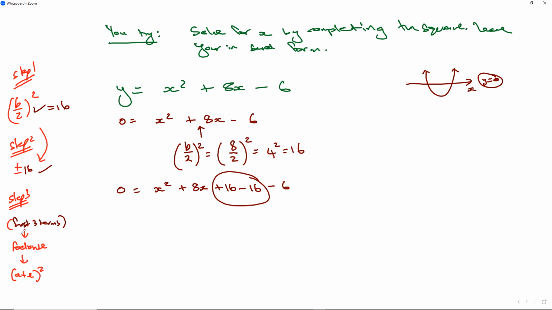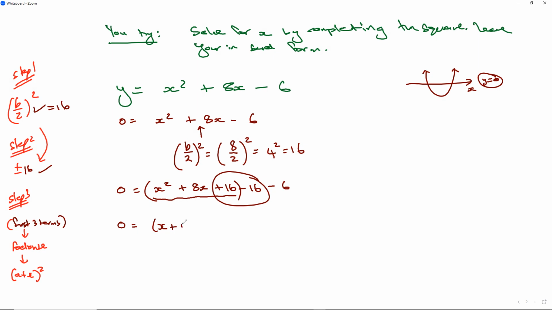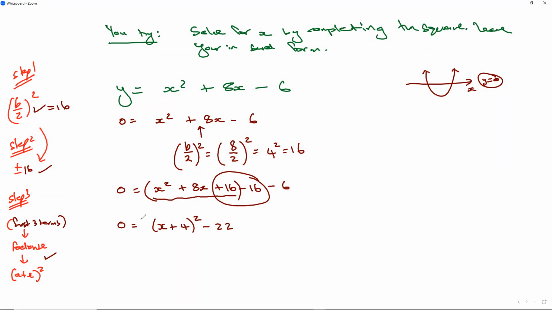Now we're going to group these first 3 terms over here, and we're going to factorize that to become x plus 4 squared. And minus 16 minus 6 is minus 22. All right, so we factorized it now, and we're done with step 3. Step 4, we're all ready to solve for x.